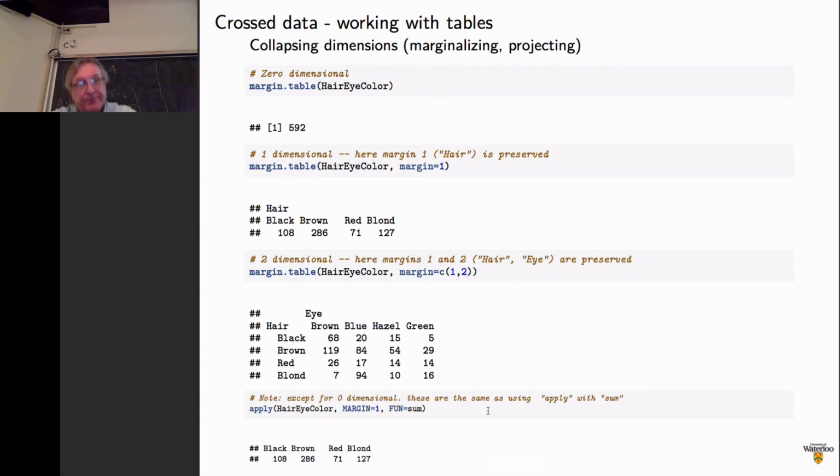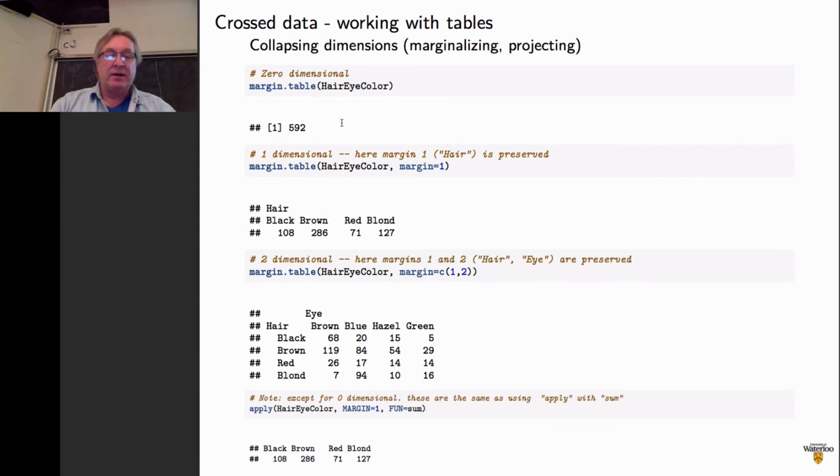Collapsing dimensions. I may want to just collapse the dimensions. So I've got something here called margin table. I apply that to the whole table, and that gives me the entire count. That's the 0-dimensional summary. It's the total in that whole table. So I've collapsed the whole table down to a single number.